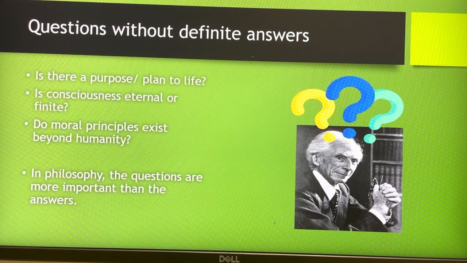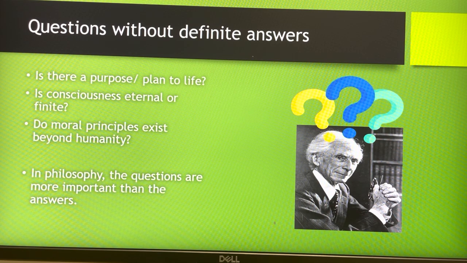So the questions themselves are what is important, because it reminds us that, just like we learned with the existentialists, we are the only species that ponders our existence. We are the only species that wonders if there's a meaning to life, if there's anything beyond this world. We are the only species that raises these questions.